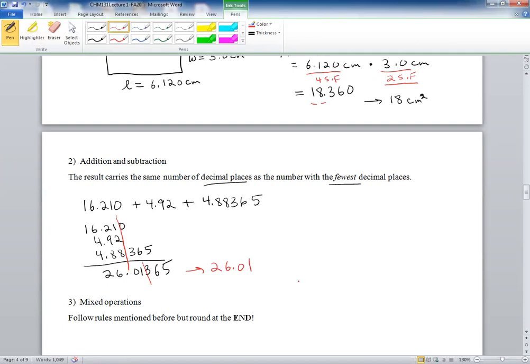So again, the rule is different for addition and subtraction, and it's a common mistake that students make when they mix up the two: addition, subtraction, and multiplication, division.